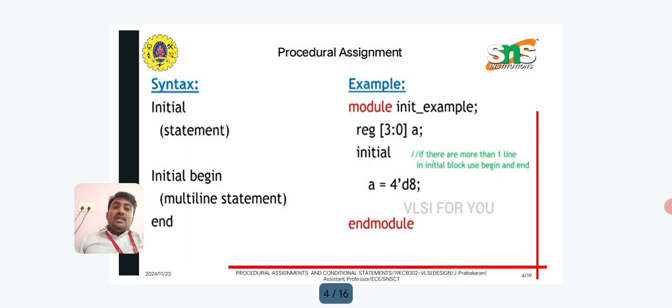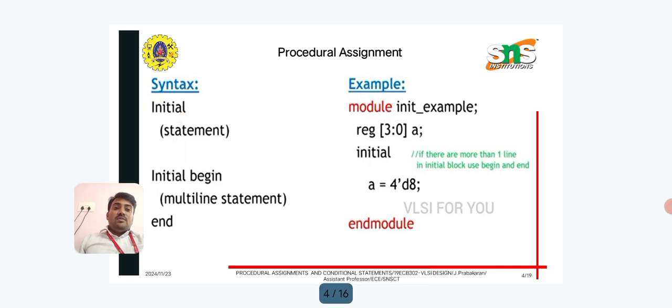This is the syntax of the procedural assignment. The syntax is first initial, that is the module name, and the second one is the statement, and next is initial begin. If there are multiple lines, we can use initial begin, multiple line statements, and end. This is the syntax for procedural assignment.